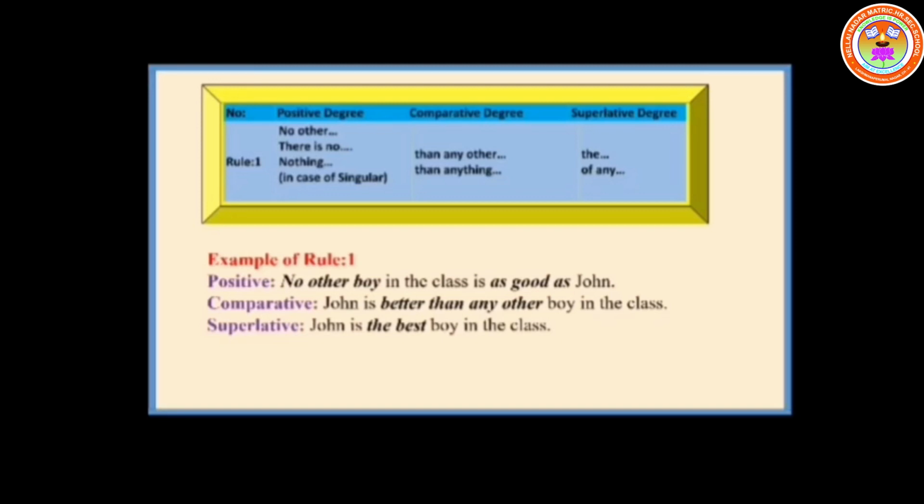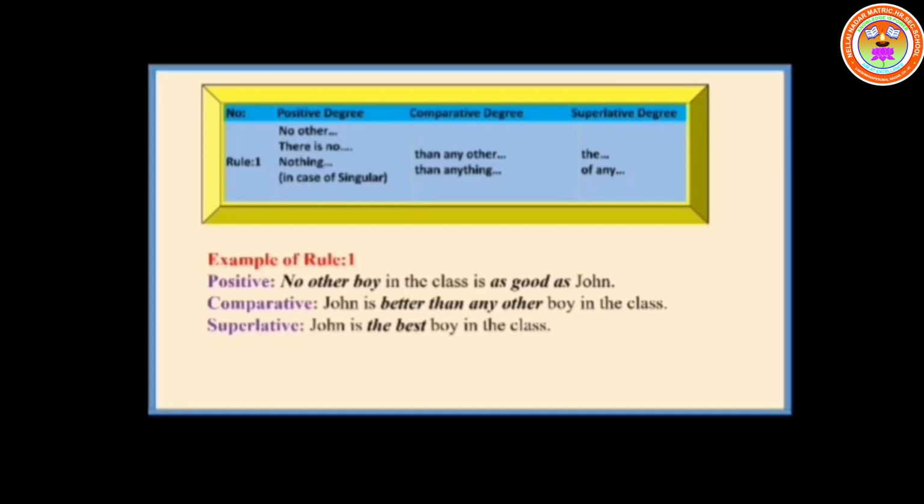Rule number 1 is, in the positive degree, if you have "no other" or there is nothing like that, then in the comparative degree when you are converting, "than any other" or "than anything" will come. And in the superlative degree, "the" will be there or "of any" will be there. See the examples, you will understand it better now.